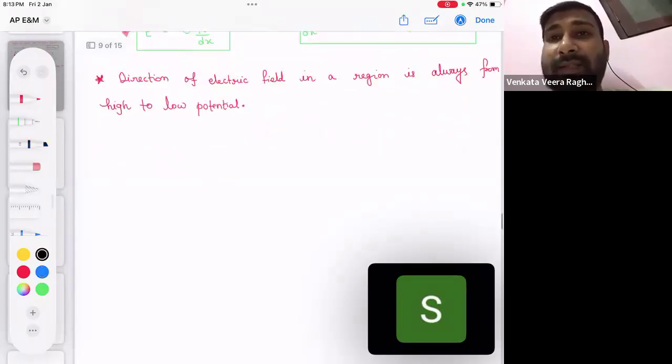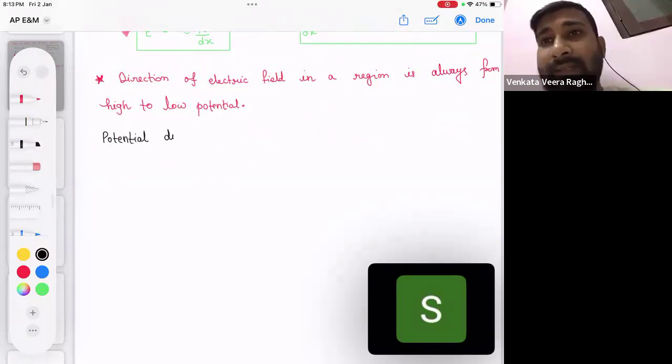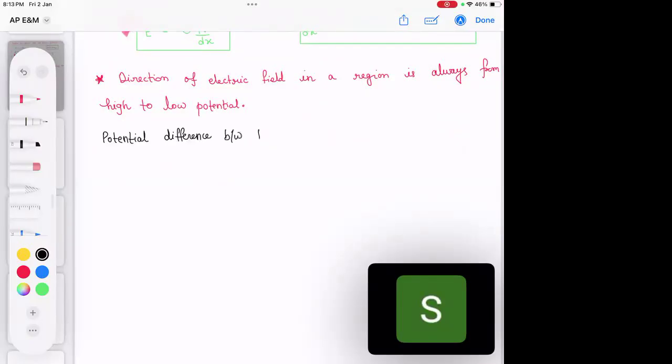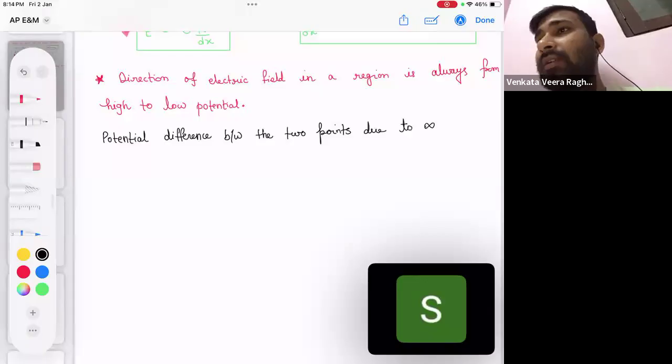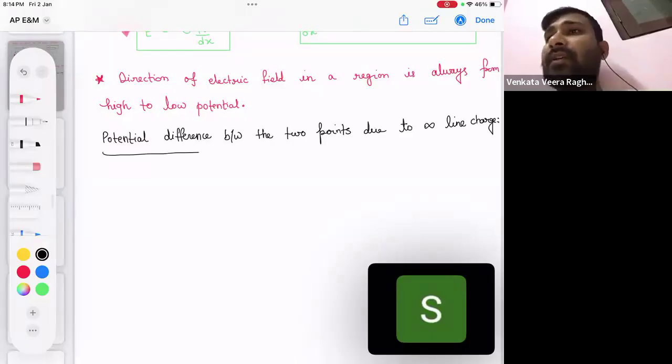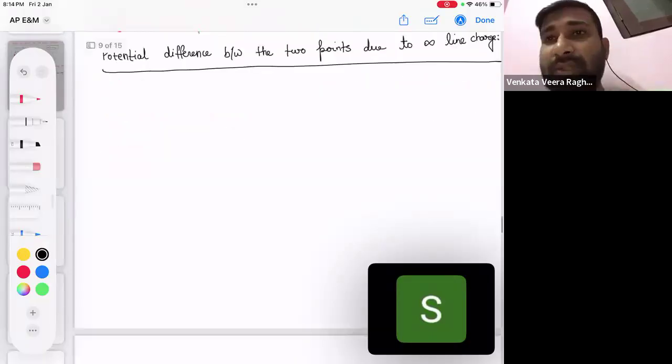Okay, so let's say I'm calculating potential, or should I calculate potential difference? Please tell me. Potential difference between the two points due to an infinite line charge or long linear charge distribution. What is the potential difference between the two points we are going to calculate?